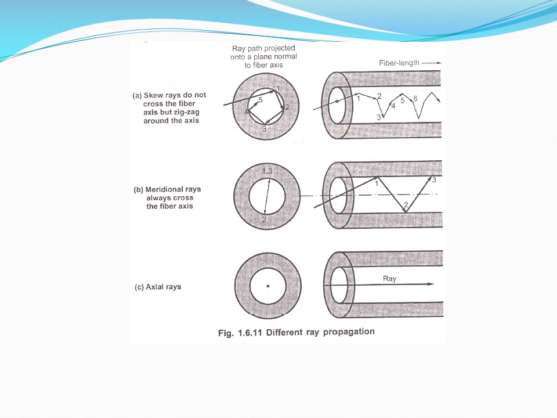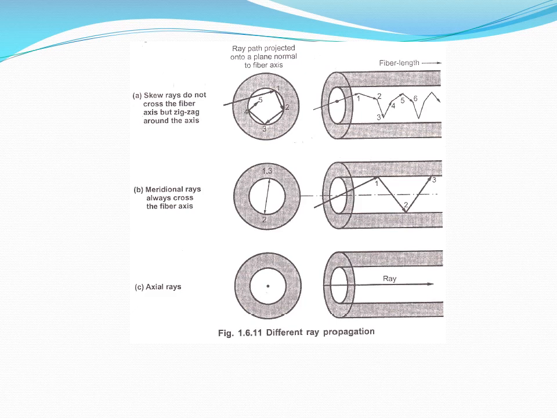Then we have the meridional ray, which always crosses the fiber axis. This is the total internal reflection happening in a fiber core. You can see that one reflection is happening, again here reflection, again here reflection. It continues throughout the length of the fiber. So this is the most efficient one in terms of rays for an optical fiber, an efficient propagation process.